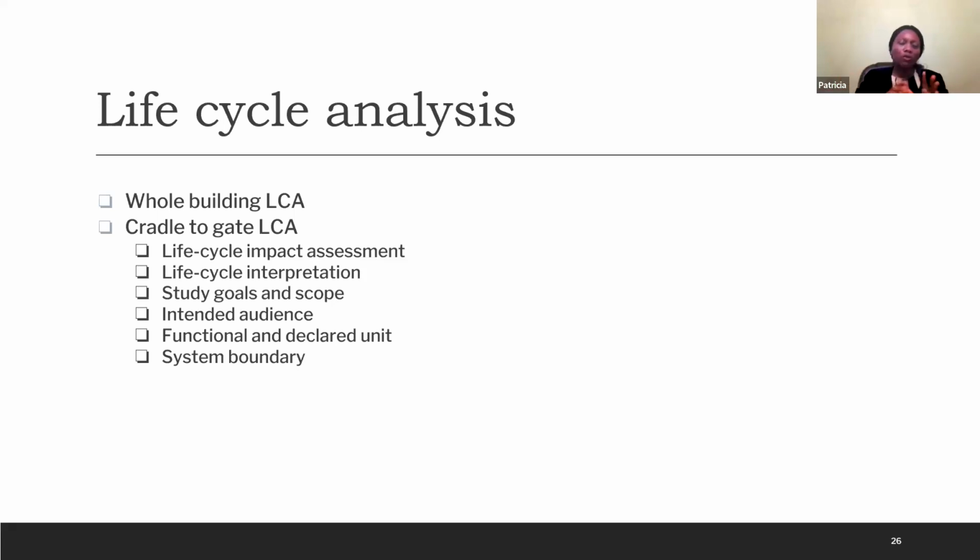In these studies, we focus on the cradle to gate life cycle analysis because we are talking about the material property. We're talking about the products that made up this building. Under this cradle to gate life cycle analysis, we have the life cycle impact assessment, life cycle interpretation, study goals and scope, the intended audience, functional and declared units, and then the system boundary. The life cycle interpretation phase of the LCA uses findings of the life cycle inventory to reach conclusions and recommendations about the defined goal and scope.